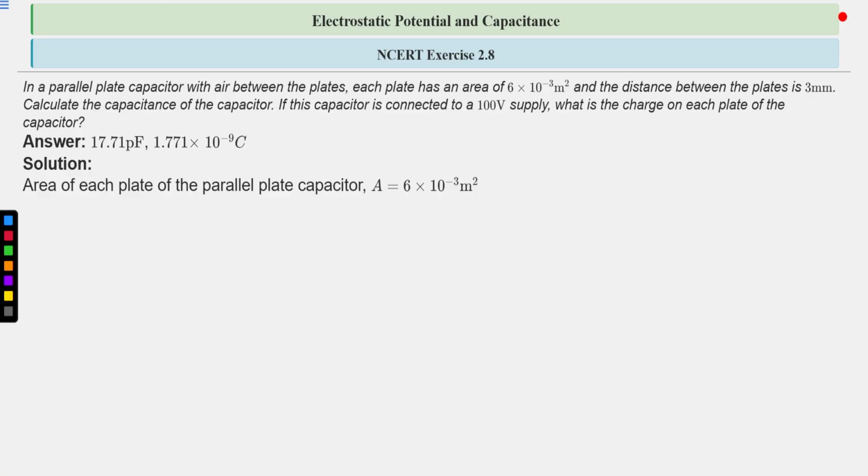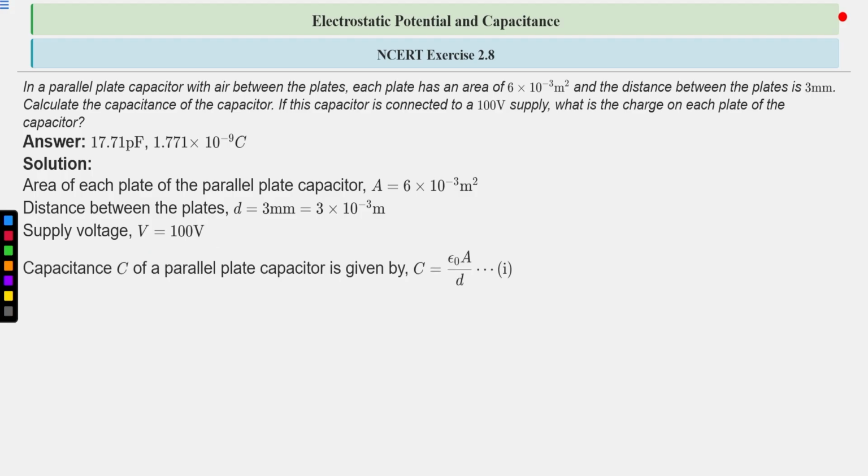Solution. Area of each plate is given A equal to 6 into 10 to the power minus 3 meter square. Also the distance of separation between the plates is given D equal to 3 millimeter equal to 3 into 10 to the power minus 3 meter. Supply voltage is also given V equal to 100 volt. Now capacitance of parallel plate capacitor is given by C equal to epsilon naught A upon D. A is given, D is given and we know the value of epsilon naught. So epsilon naught is equal to permittivity of free space which is equal to 8.854 into 10 to the power minus 12 Newton minus 1 meter minus 2 coulomb squared.